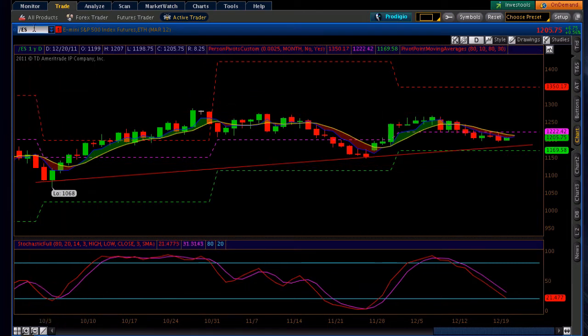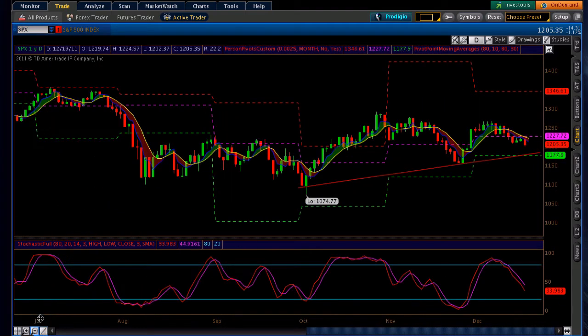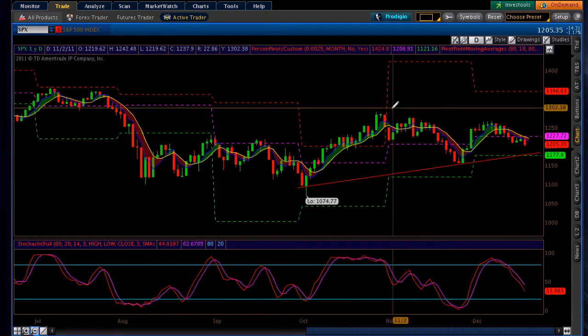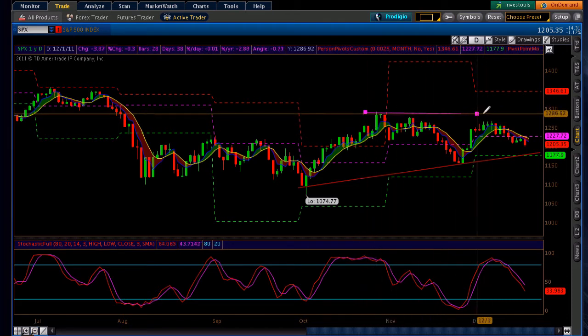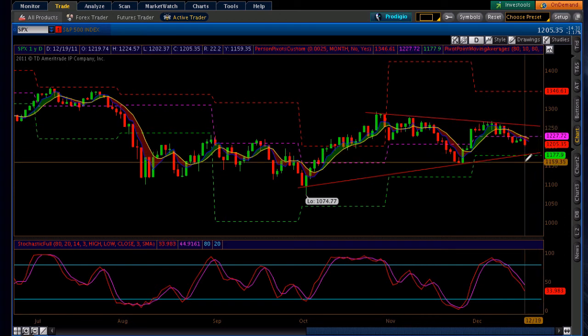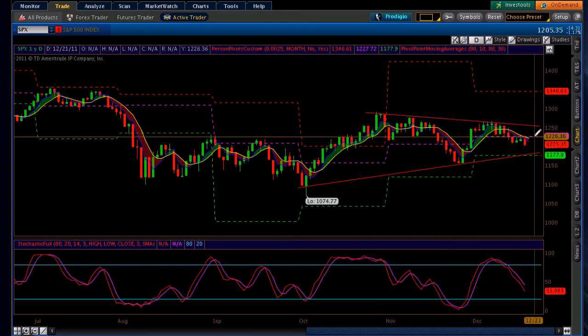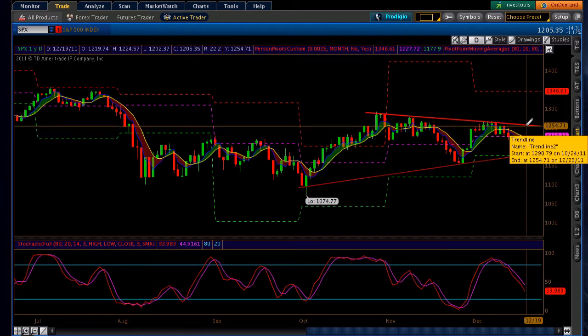So let me switch back over to the SPX, the S&P 500 cash index. What I'm looking for is, if we do start moving up, to start having resistance at 1227 for the SPX, and then probably right around 1250, we're going to start getting a low resistance.